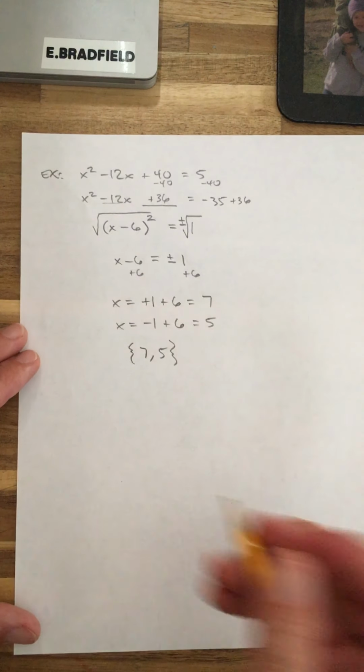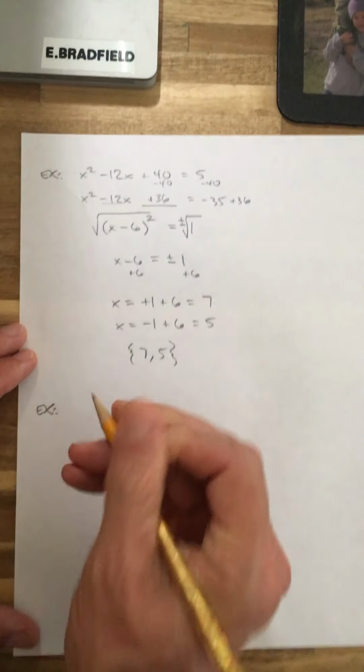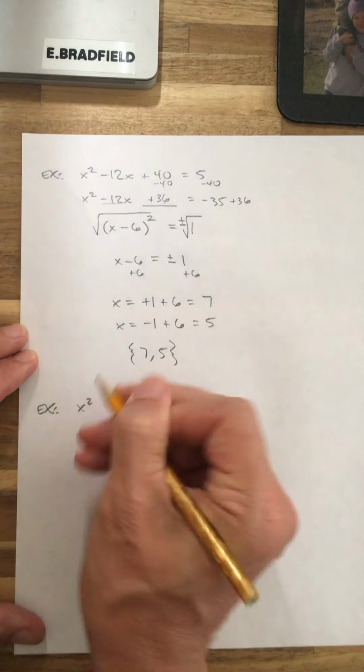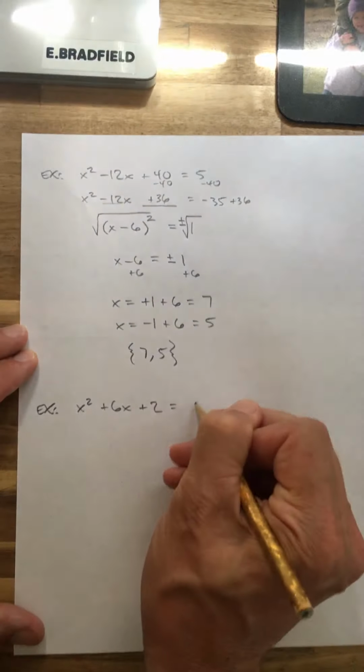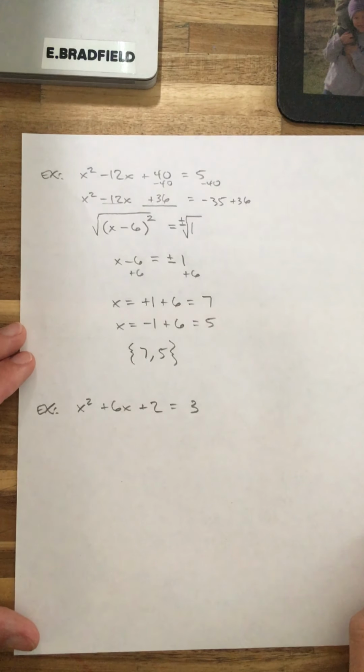All right, we'll try one more. X squared plus 6x plus 2 equals 3. All right, you guys try this one on your own. All right, good job. Here we go.